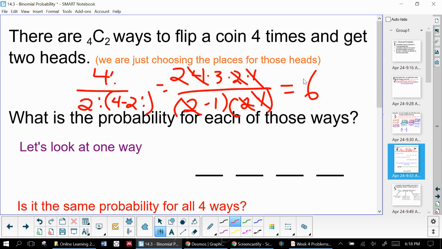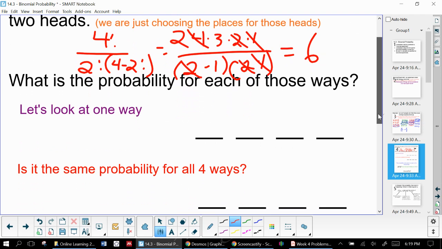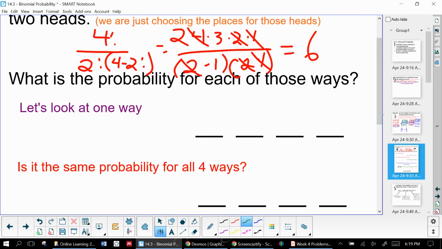The next step of this is to look at how probable is each of those individual ways. How probable is it that this is the specific outcome, or this, or this, or this, or this? Now, you might be able to kind of figure that out. There's 16 outcomes. To get this exact outcome, there's a 1 out of 16 chance. But let's look at this a different way and see if we can figure out why that is.